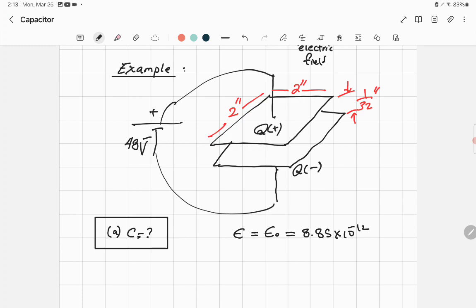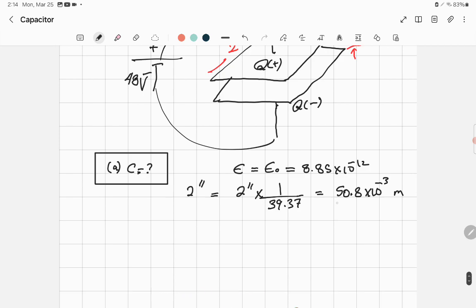That's a little bit tricky because you have to convert units. 2 inch, you have to convert to meter. So how do you convert from inch to meter? All right, I'm going to show you something easy. You just multiply by 1 over 39.37. It will convert it to meter. If I do that, 2 inch will be very small, of course, in meter. That will be equal to 50.8 times 10 to the negative 3 meter. The other 2 inch will be the same thing, so any 2 inch will be the same value.